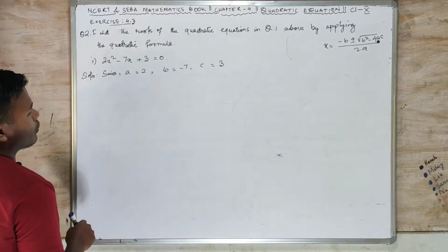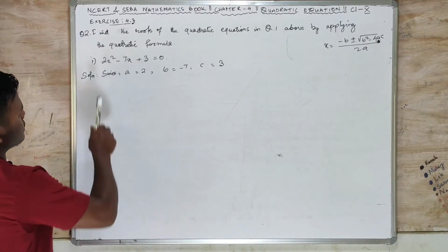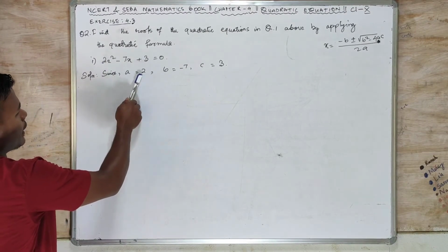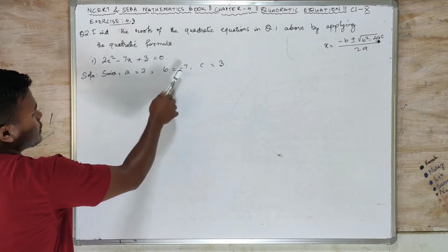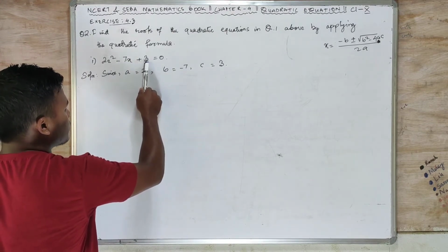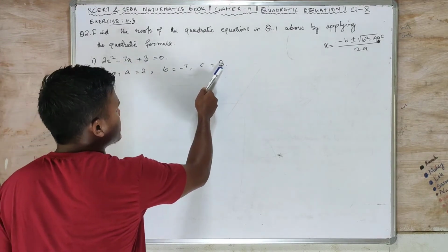First of all, you take down the values of a, b and c like this. The first coefficient is the a value, and the second coefficient is the b value, and the third term, that is the constant number, will be the c value.